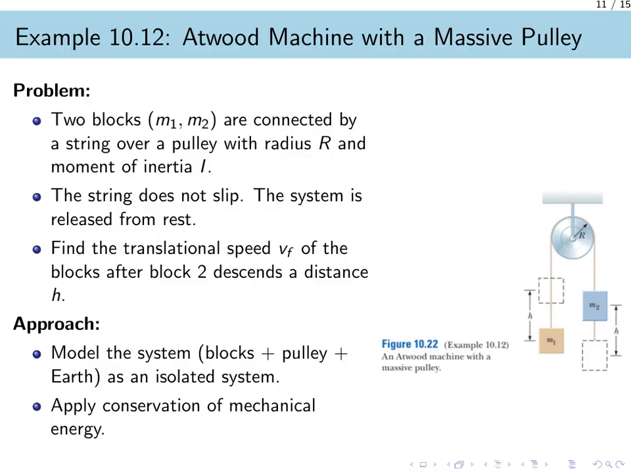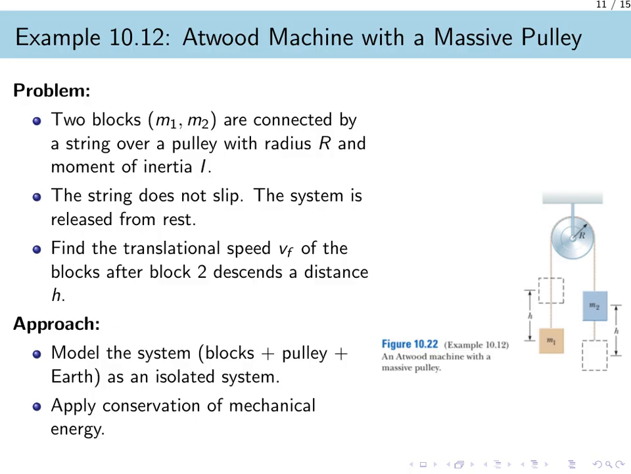In this example, we will analyze the Atwood machine, but with a crucial addition: a massive pulley. This problem is a great application of energy conservation because it connects the translational motion of the blocks to the rotational motion of the pulley. Our goal is to find the speed of the blocks after the heavier one has descended a certain distance. Our approach will be to treat the two blocks, the pulley and the Earth, as a single isolated system where mechanical energy is conserved.